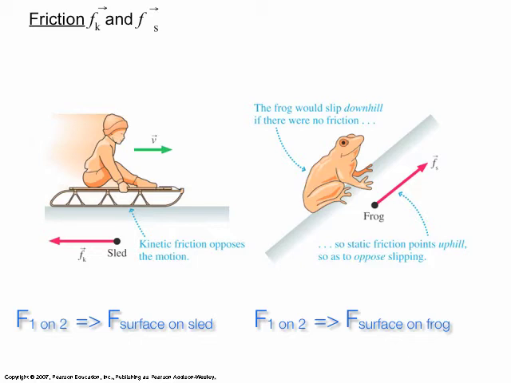But it's a surface on the sled and the surface on the frog. It's two objects in contact with each other, the surface on the frog and the surface on the sled. It's just like any other force, but a force where the surfaces are pushing on each other in a parallel direction.